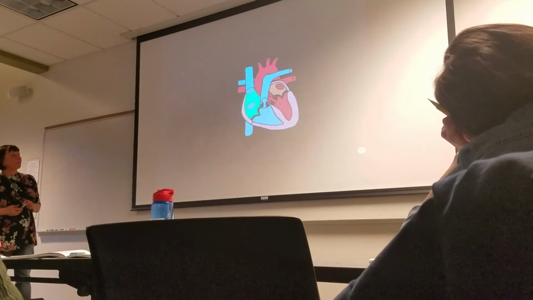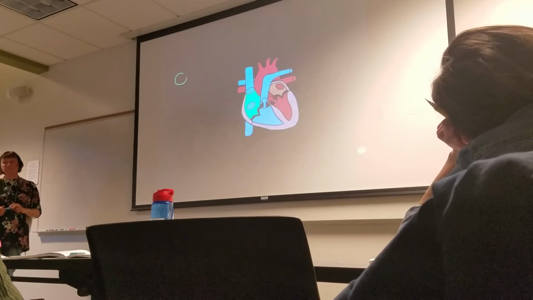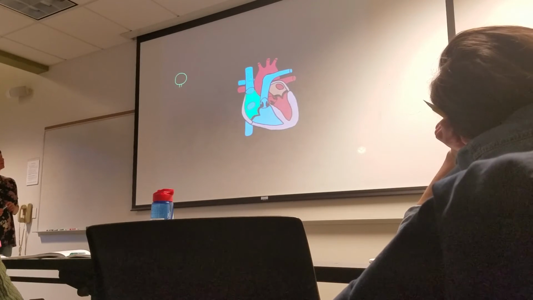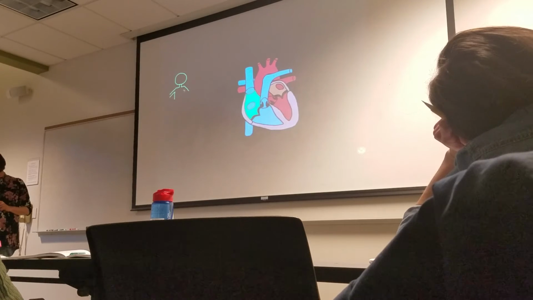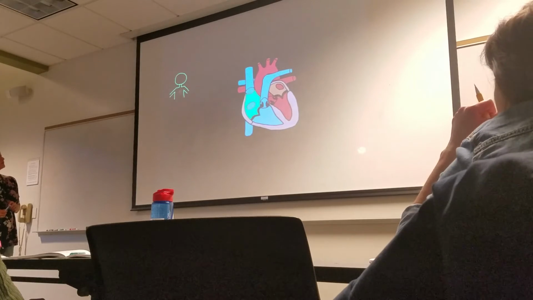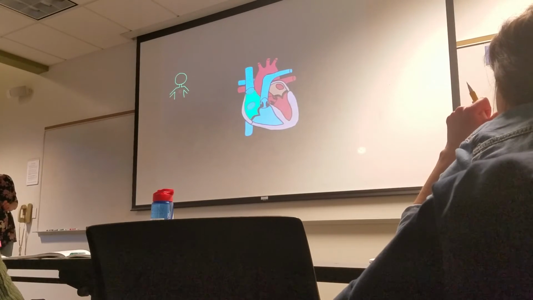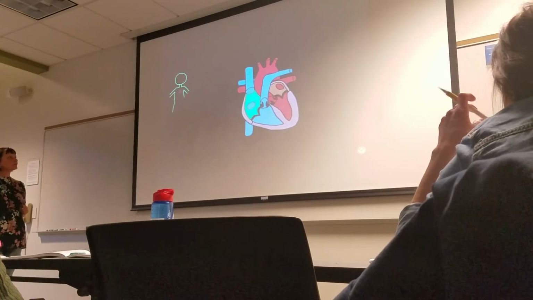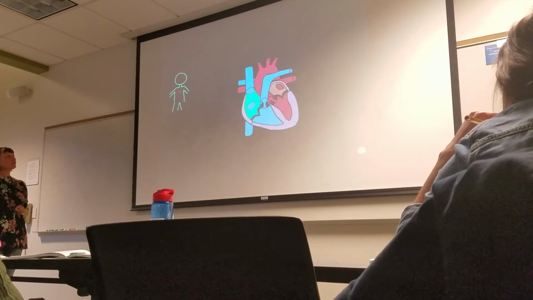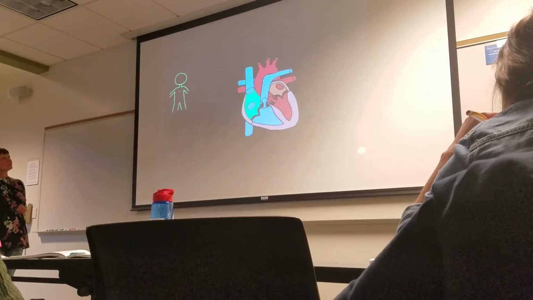So let's say we have a person here, and this is their face, and this is their neck. I'm going to draw their arms. And they have, in the middle of their chest, their heart. And so the whole goal is to make sure that blood from all parts of the body, including their legs, can make its way back to the heart, first of all, and then get pumped back out to the body.